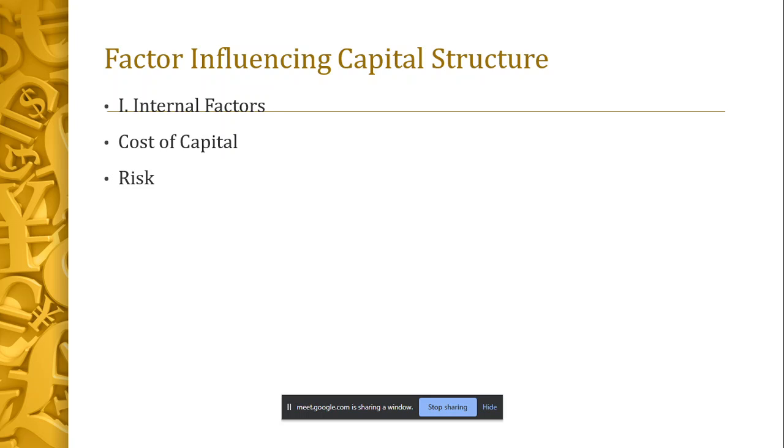You can take down: risk is nothing but the uncertain factors. It would have an influence on the capital structure. Usually it is said that debt increases the risk and equity decreases the risk.